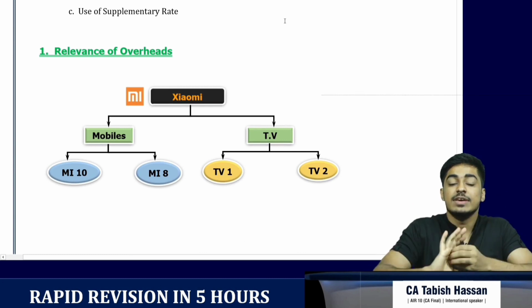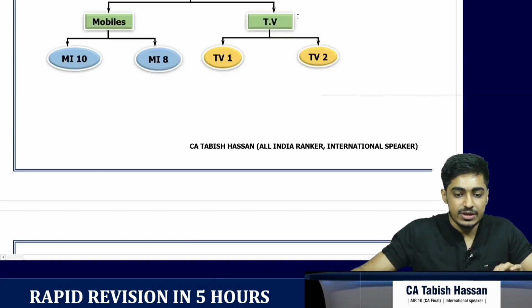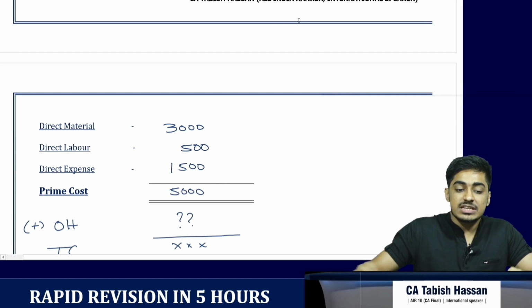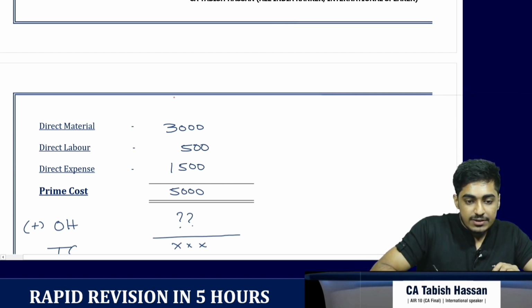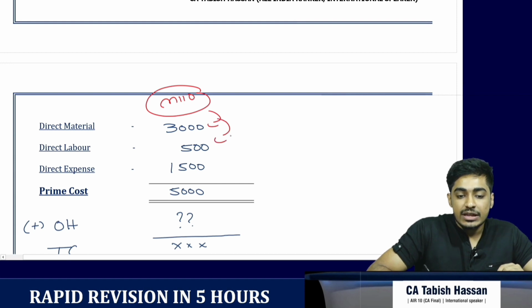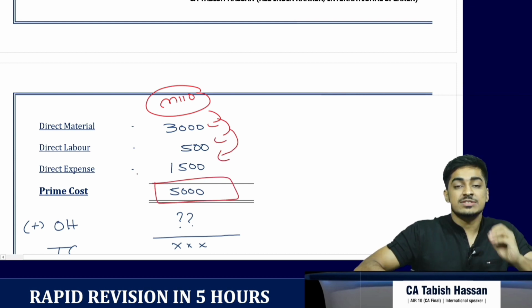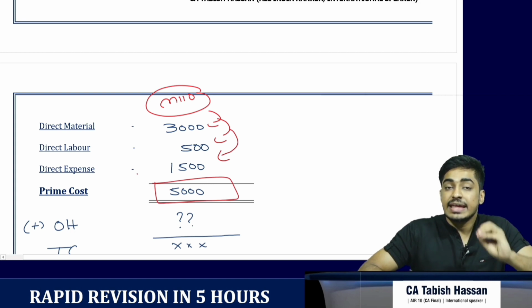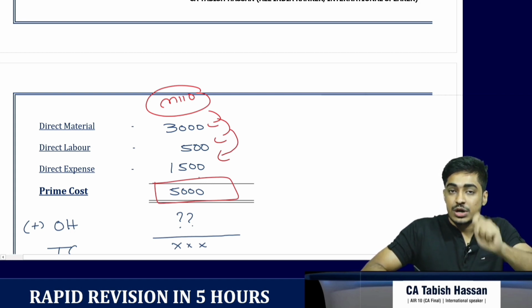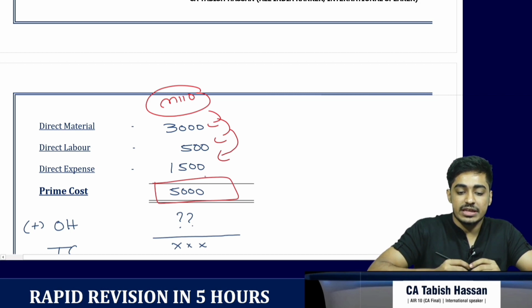Suppose we are Xiaomi. We are manufacturing mobiles and TV. To manufacture a mobile, say for example the Mi10, I know the direct material, I know the direct labor, I know the direct expense. So I got the total prime cost as 5,000 rupees. I can directly attribute this to the cost object. So I know per unit what is the cost I'm incurring.